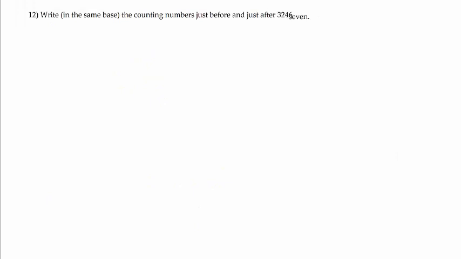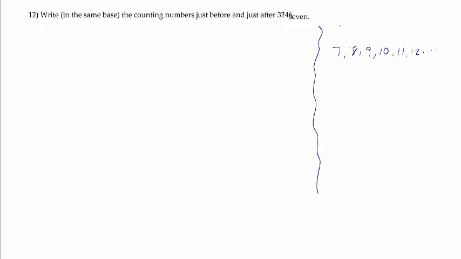For number 12, we're asked to write the counting numbers that are just before and just after the given number here. Before we do that, let me talk a little bit about counting. When we count in our system, as you know, we go 1, 2, 3, 4, 5, 6, 7, 8, 9, and then we run out of single digits. So the next one is 10, 11, 12, and so forth. When we get up to 9, we stop. We don't have any more unique digits, so we have to start using 2 digits to represent our numbers.